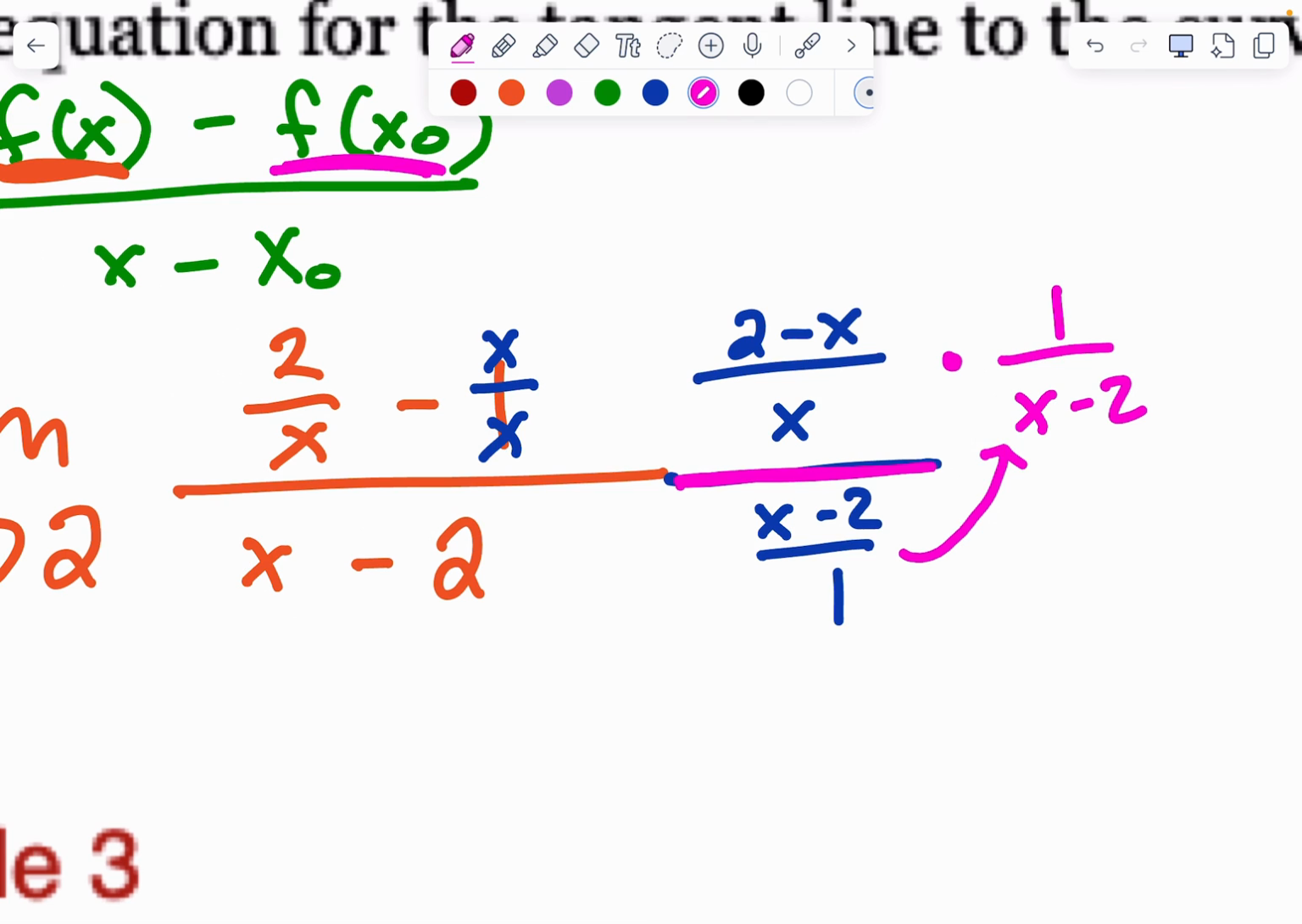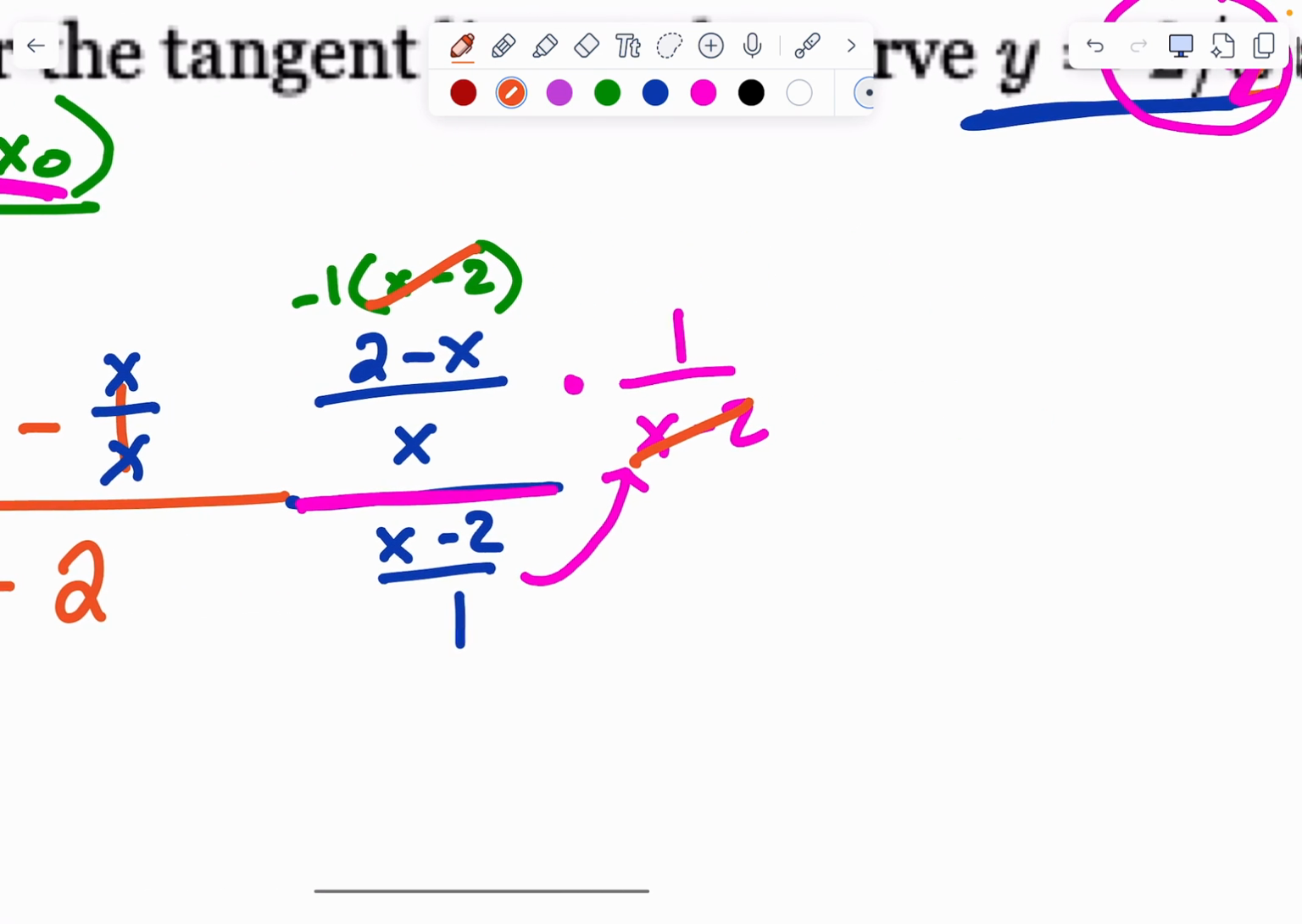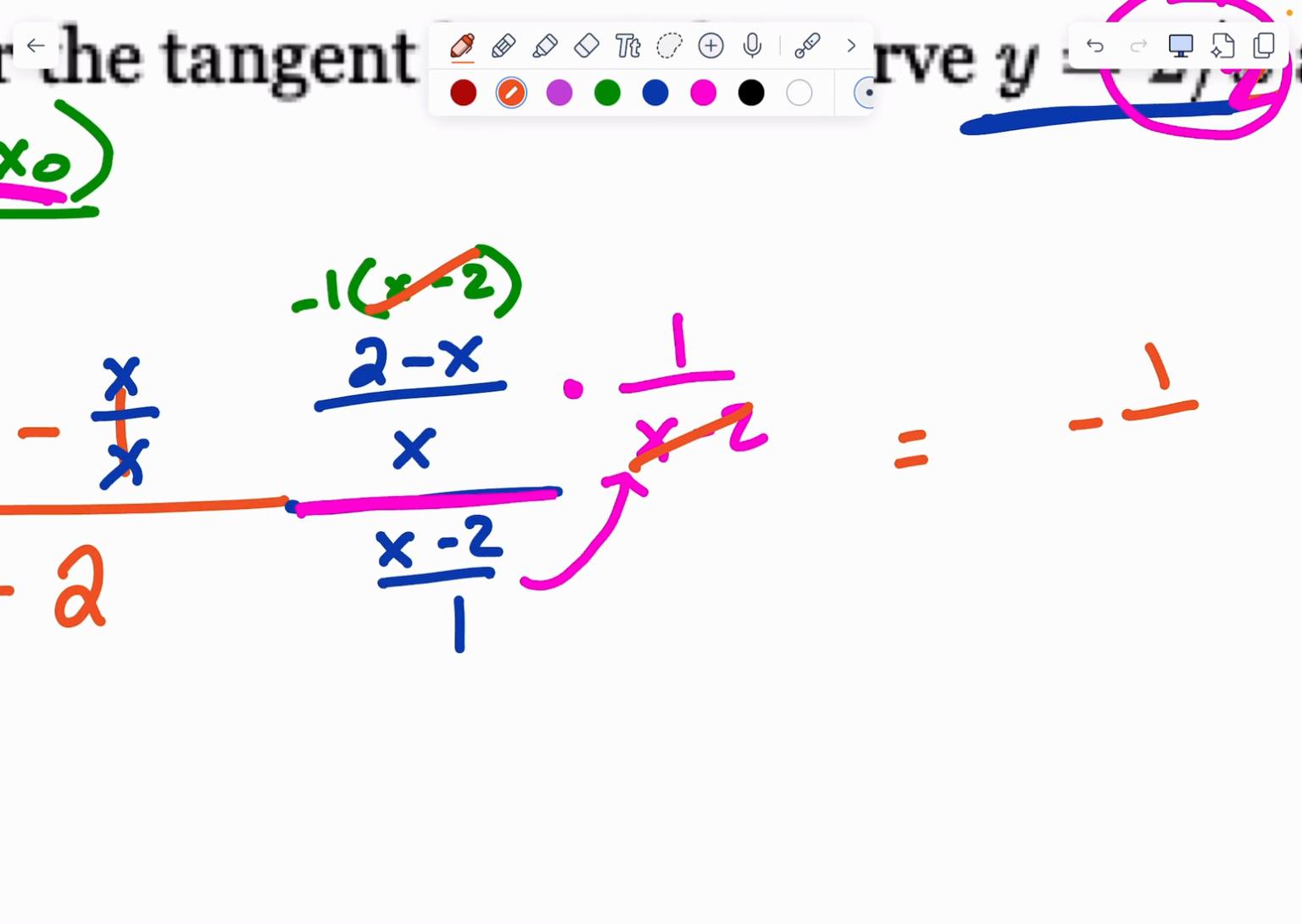Are we good so far? Do you want me to back up? Okay, so we're multiplying by the reciprocal here on top. I really want to cancel these two out, but I cannot. So I'm going to pull a negative 1 out, and if I do that, that's x minus 2. Do you see how that works? So it's negative 1 over x. Now I can cancel these two out. So now I have negative 1 over x.